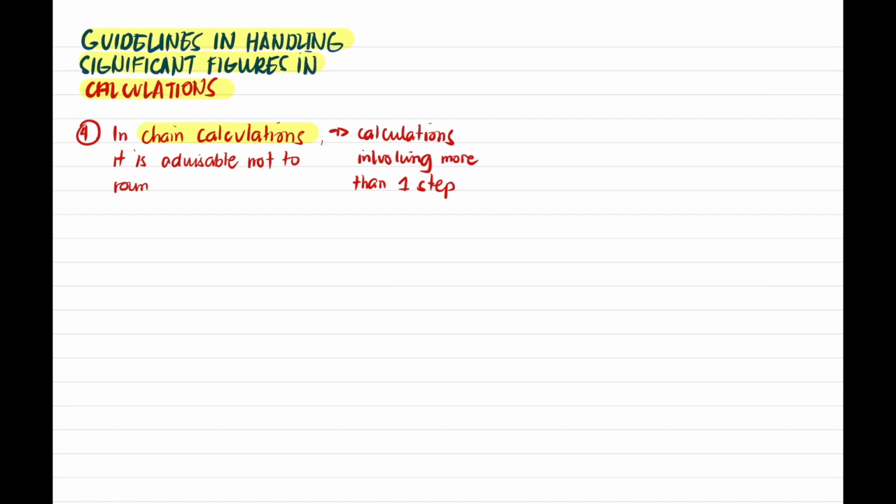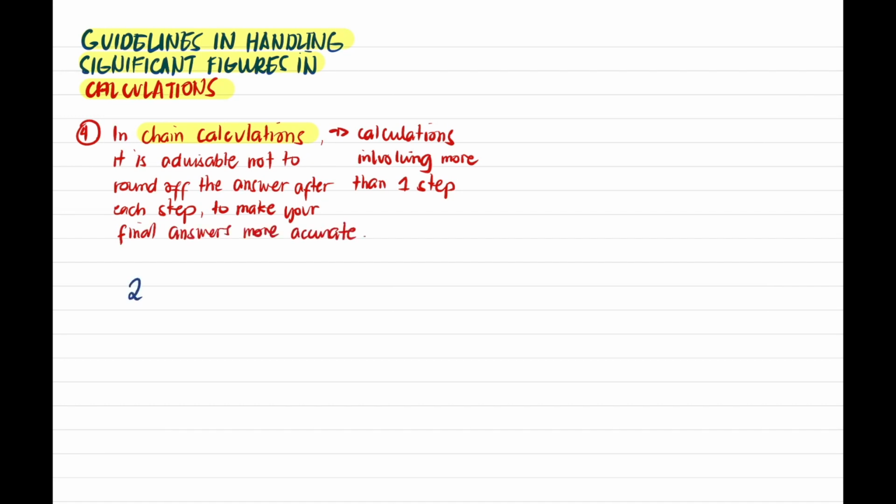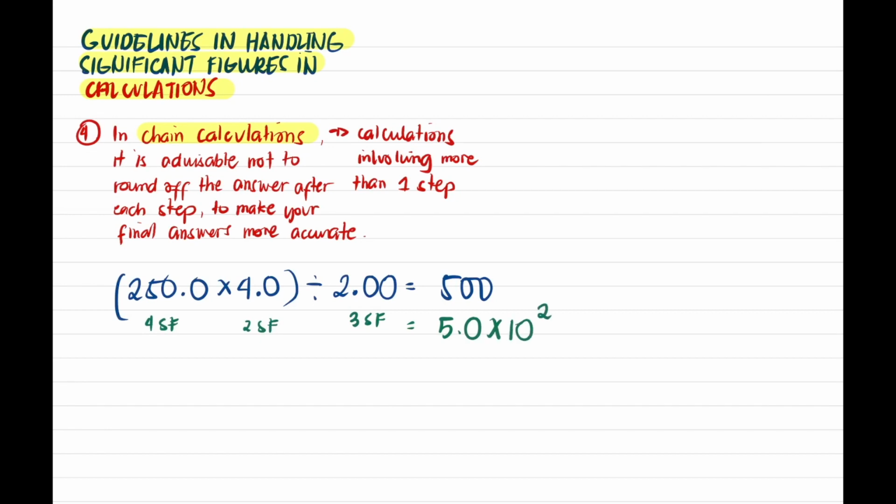Number 4. In chain calculations or calculations involving more than one step, it is advisable not to round off that answer after each step to make your final answers more accurate. Example, 250.0 times 4.0, close open parenthesis, divided by 2.00. So the final answer must have two significant figures lang kasi ang number with least number of significant figure ay 4.0. So ang final answer dapat ay 5.0 times 10 raised to 2.